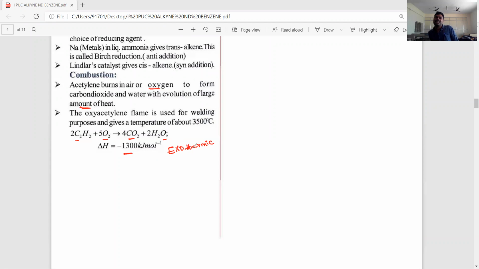Acetylene on complete combustion or complete oxidation produces a very high temperature, around 3500 degrees Celsius. That's why the combination of acetylene and oxygen combustion is called the oxyacetylene flame. This oxyacetylene flame produces around 3500 degrees Celsius. That's why for the welding process, we use this oxyacetylene flame nowadays. So for welding of metals, we use the oxyacetylene flame.